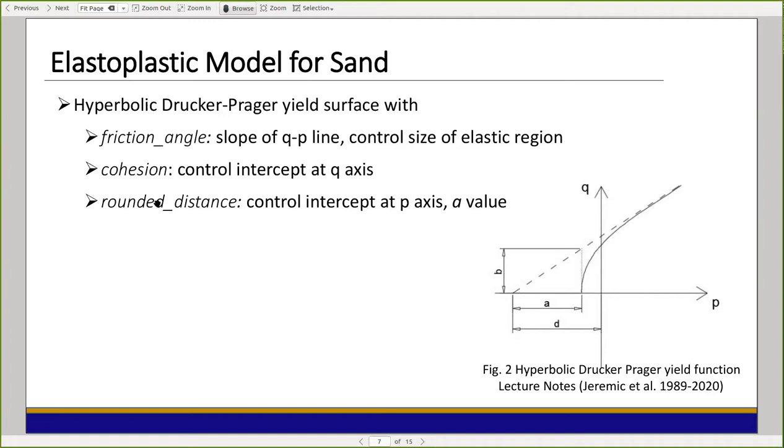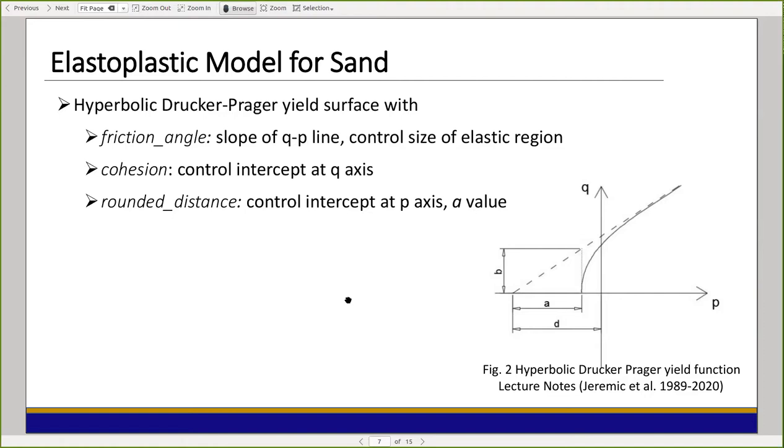That's true, yeah. And we also have a second parameter, which is the cohesion, that will control the intercept of this yield function along the Q axis. And we also have a third parameter, because for this hyperbolic Drucker-Prager model, we want our model to take a little bit of tensile stress. So we also need to specify a third parameter called the rounded distance, which is the distance A in this figure, that will control the intercept of this yield function at the p-axis. Essentially, this is the uniaxial tensile strength of your soil.